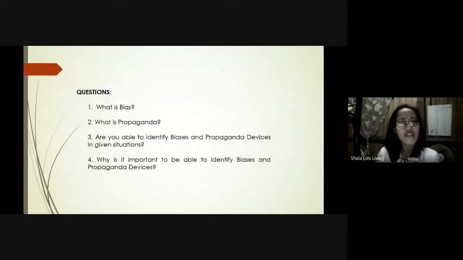To summarize everything that we have learned, let us answer the following questions. What is bias? Correct, Miss De La Cruz. What is propaganda? Correct, Miss Mitra. Are you able to identify biases and propaganda devices in given situations? Good. Lastly, why is it important to be able to identify biases and propaganda devices? Very good, everyone. Now let's move on to the next task.